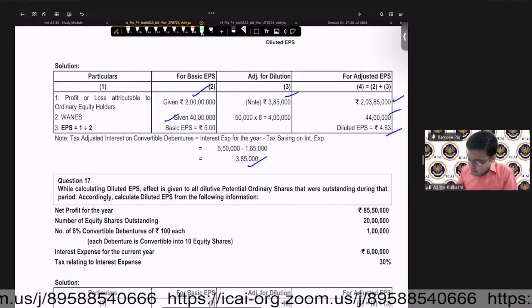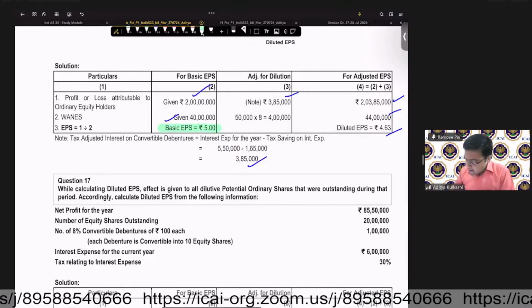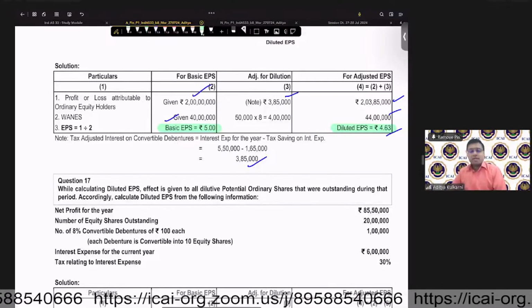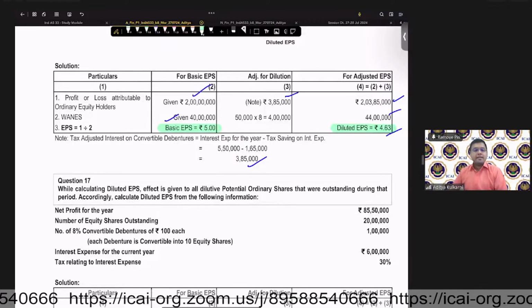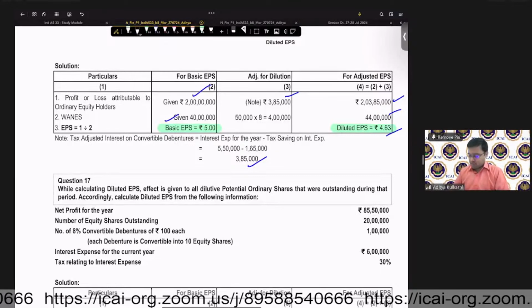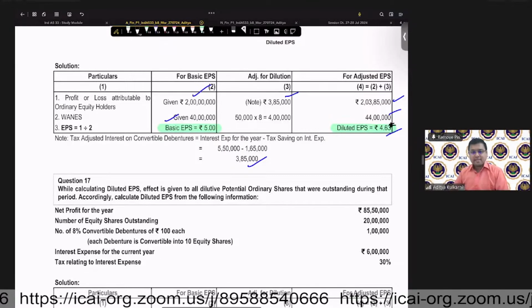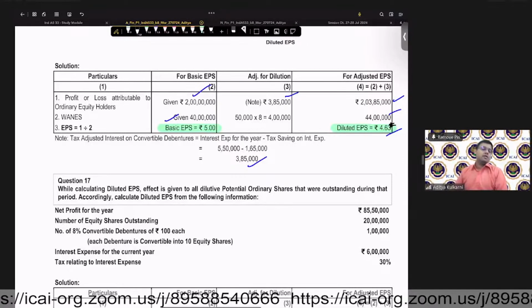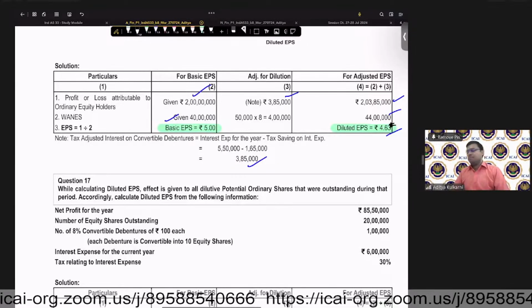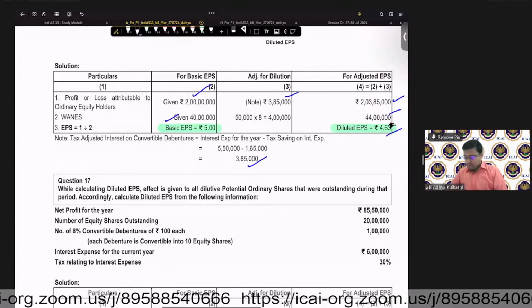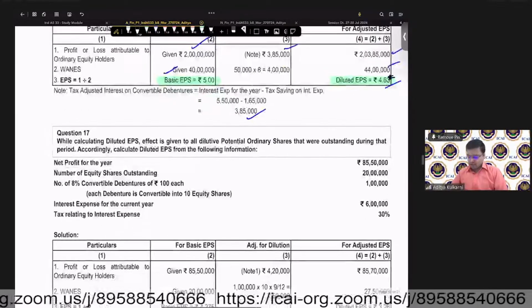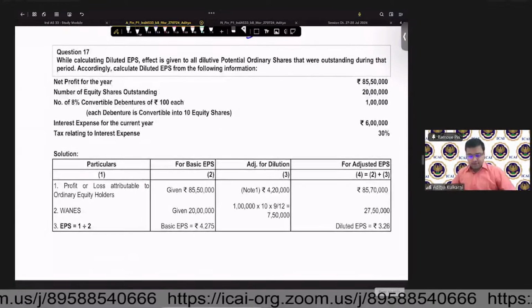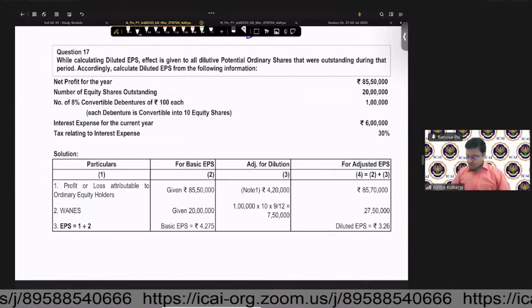Always you have to do a check between basic and diluted. If the diluted working is lower than basic, that means you have to report this. In case this is higher, then it means there is no dilution. It is an anti-dilution, and you will report the basic EPS itself as the diluted EPS. Are we okay? Yes. So fairly simple. No doubts. Let us move on to the next one.